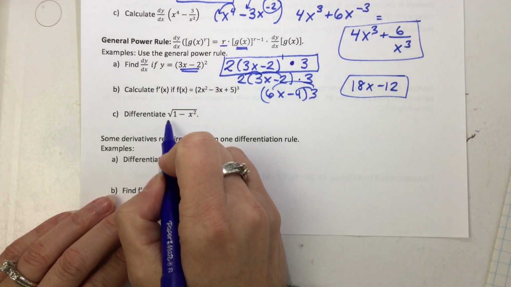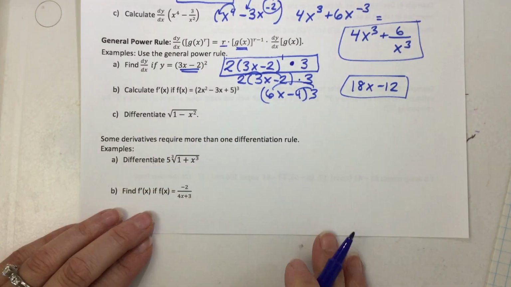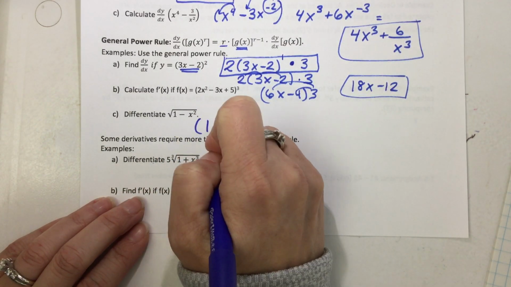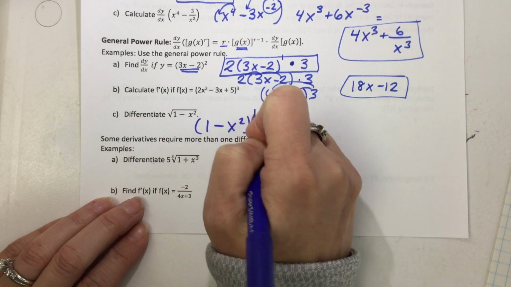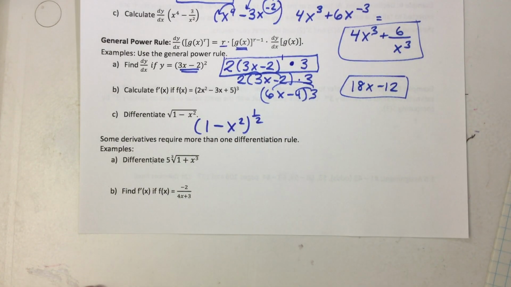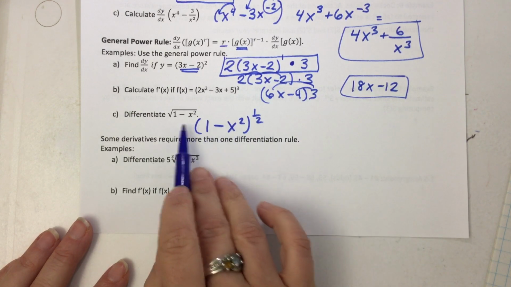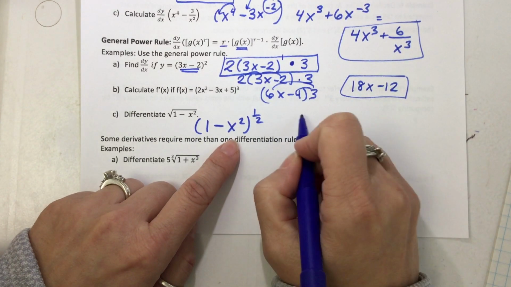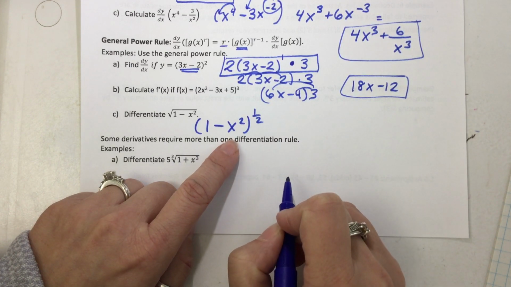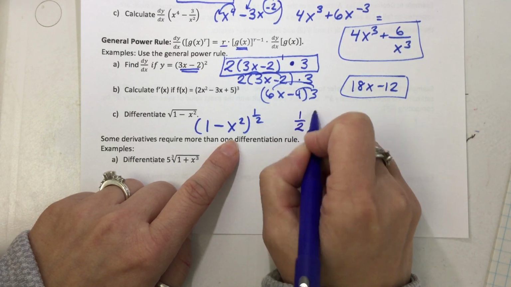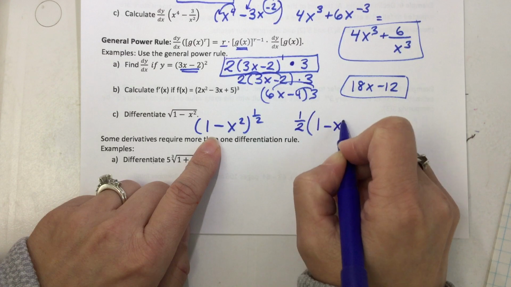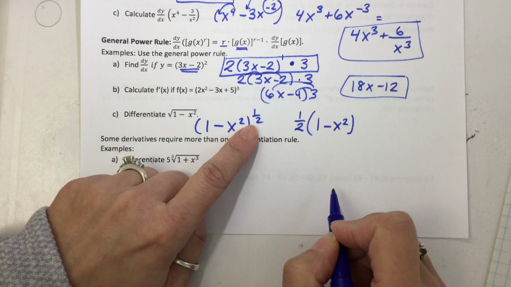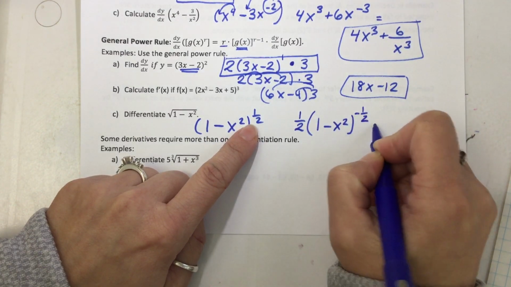Okay, if I have 1 minus x squared underneath a square root, that is the same thing as 1 minus x squared to the 1/2 power. That 1/2 goes to both of these terms because both of these terms were underneath the radical. So when I find the derivative, it's the general power rule. Bring 1/2 out front. Keep the parentheses the same. Reduce the exponent by 1.